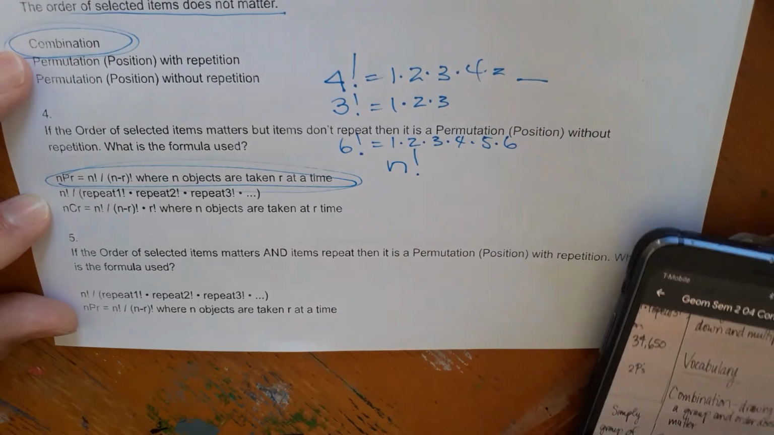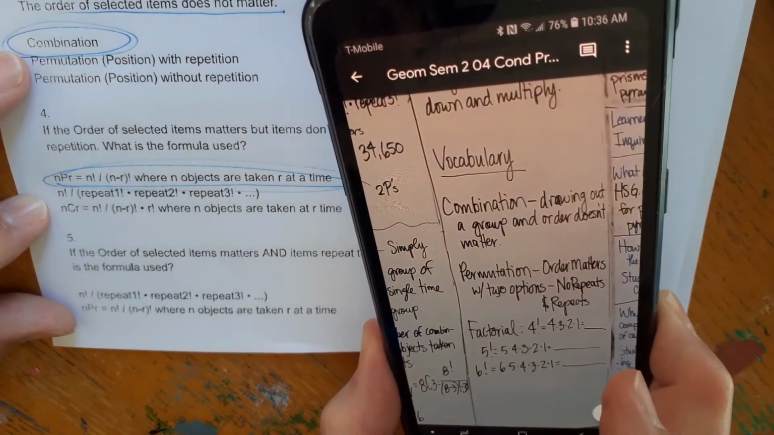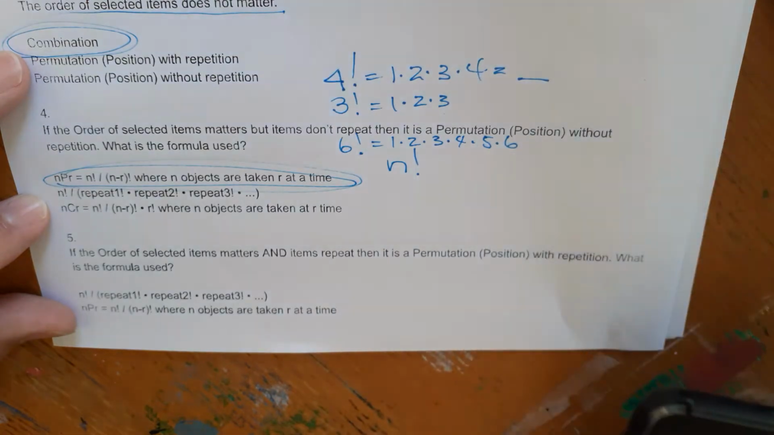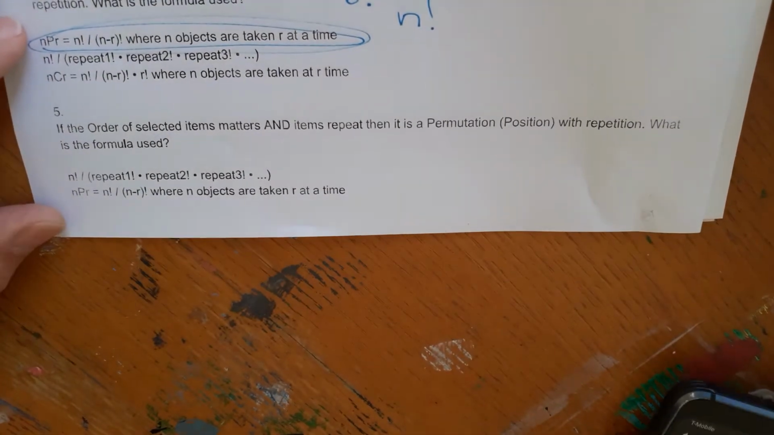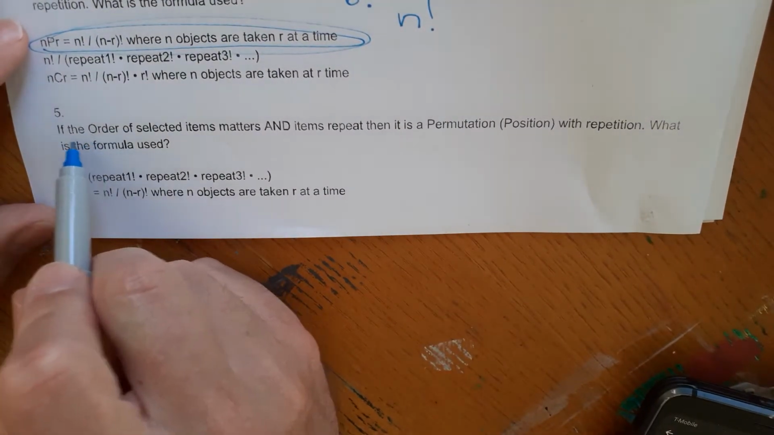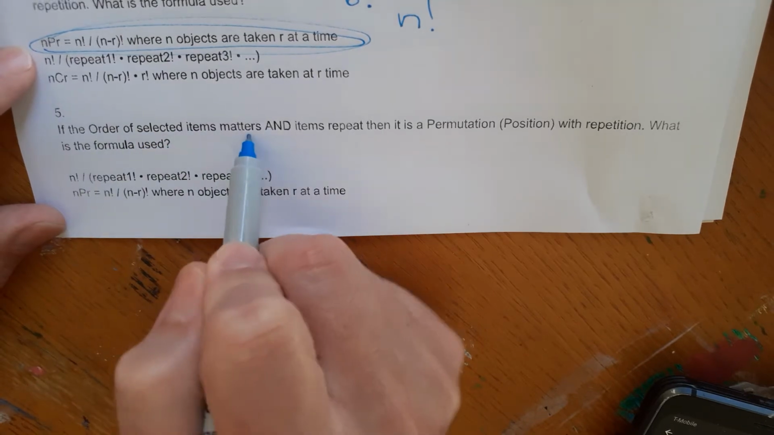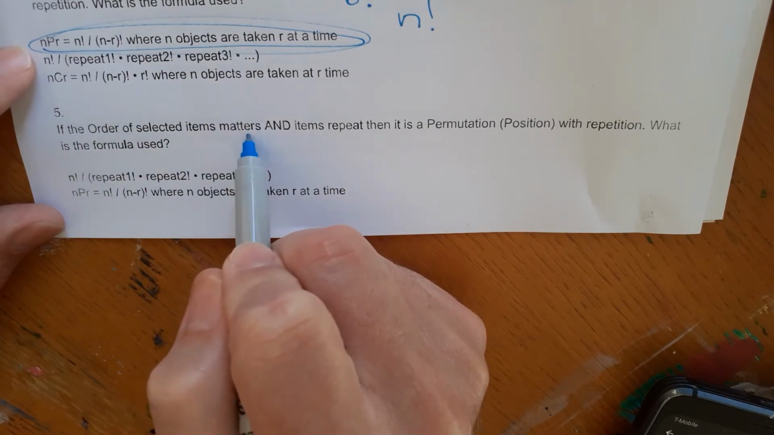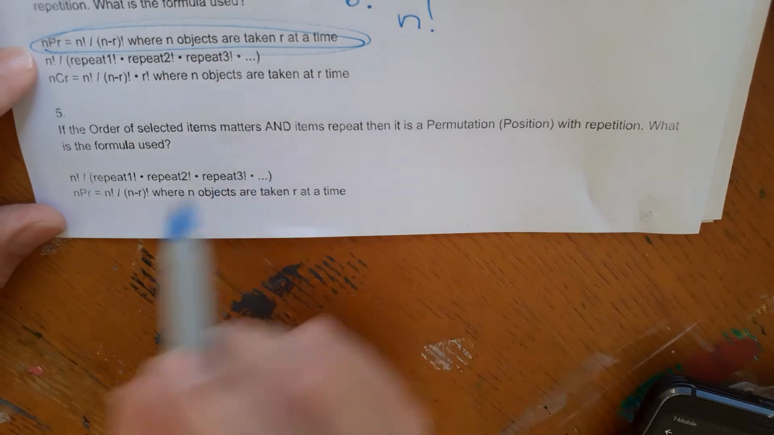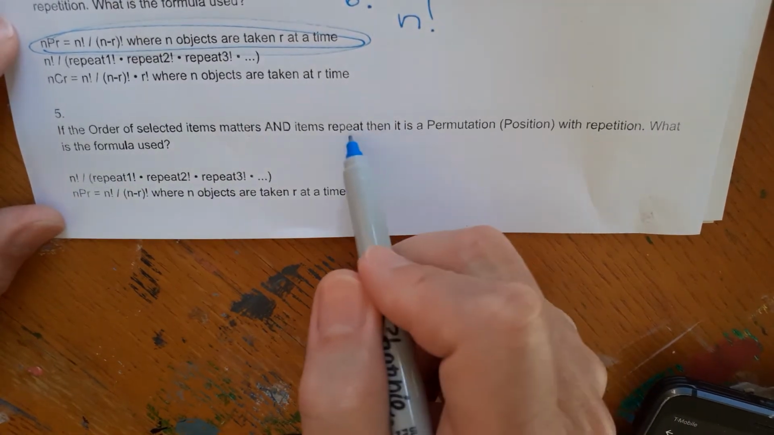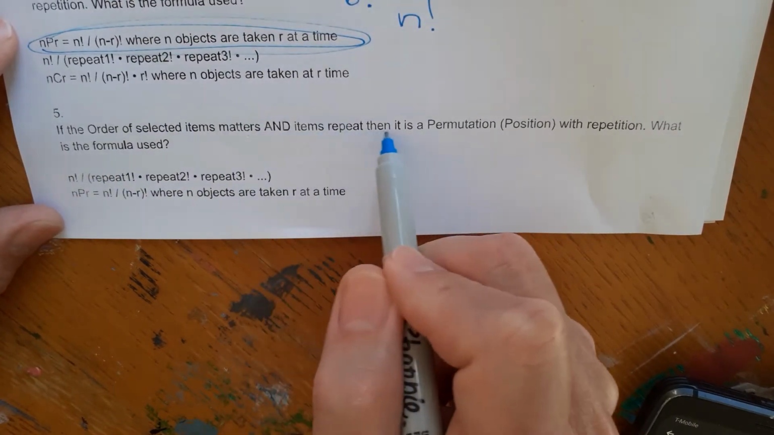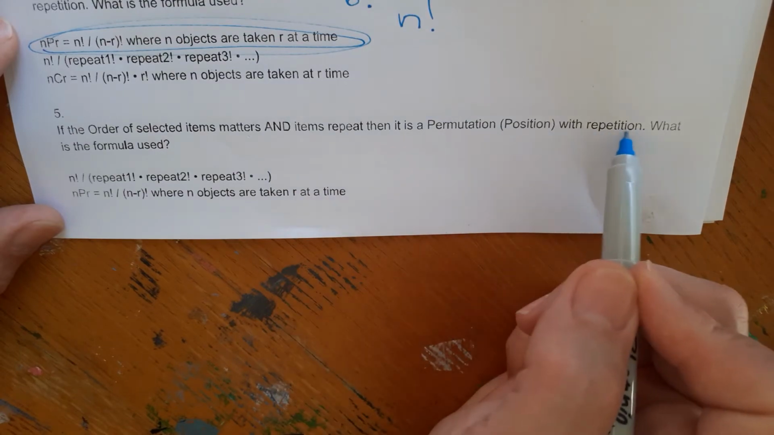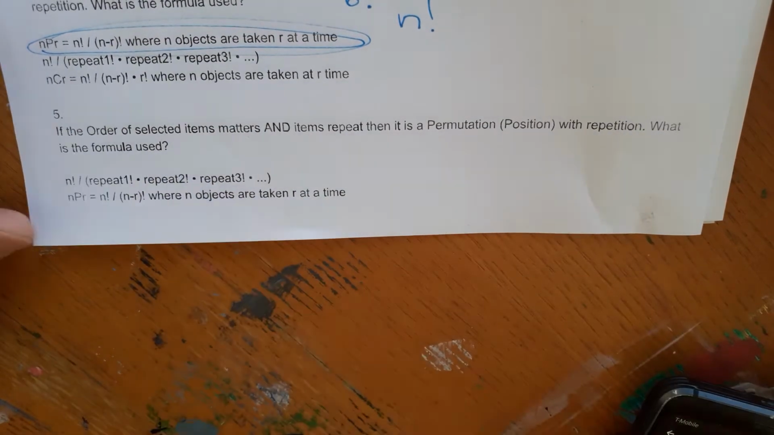Now there's a button on our calculator. When we do a calculation with that, we're not going to do it out ourselves. We're going to push the factorial button and it's going to do the calculation for us. If the order of selected items matters, okay, so order matters, I'm thinking permutation, right? And items repeat, so I'm thinking permutation with repetition. What is the formula used?